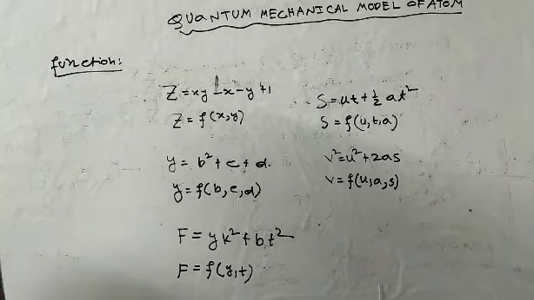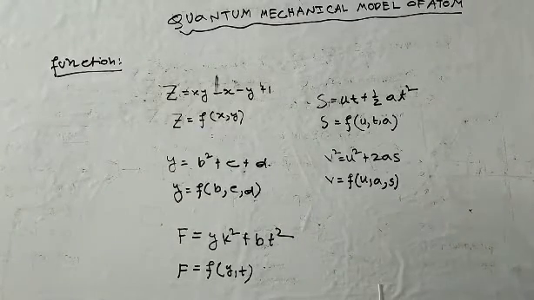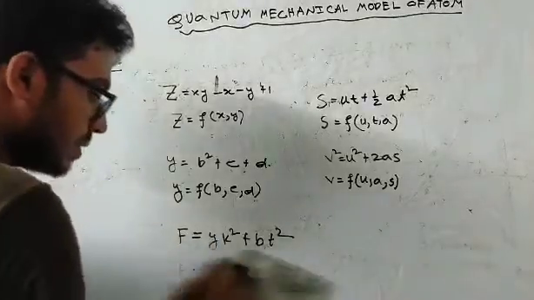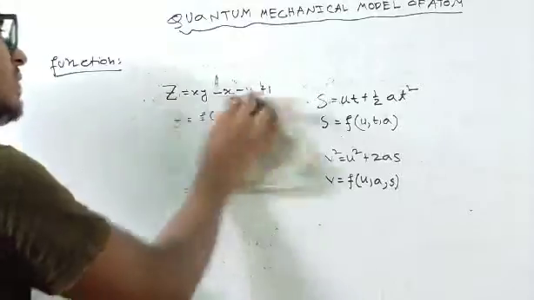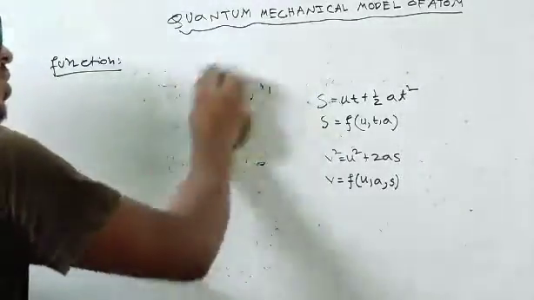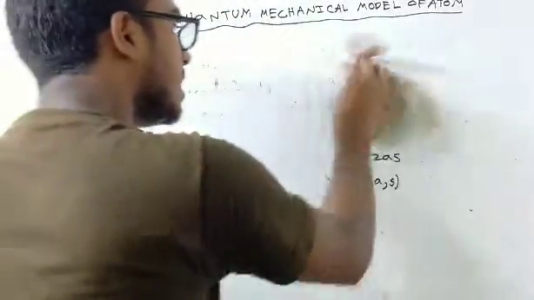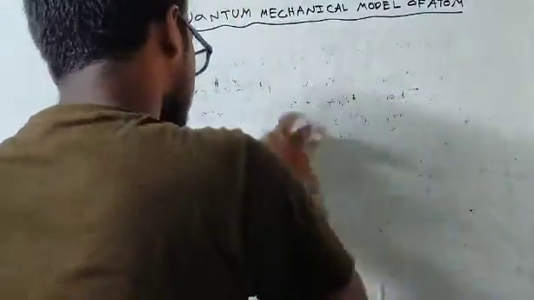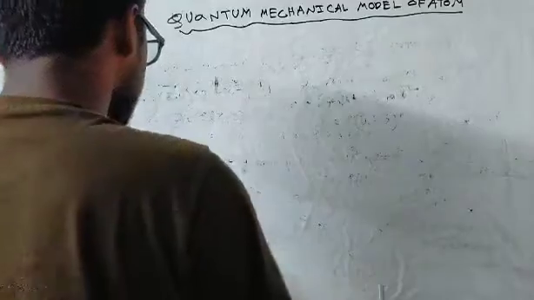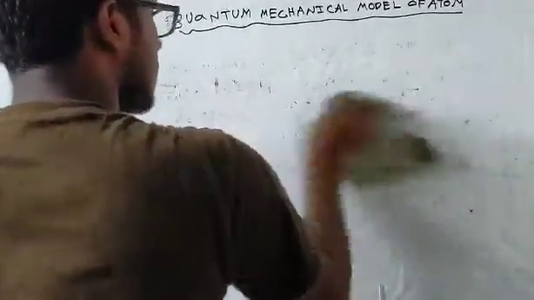Now we have to learn the types of equations. In the types of equations, at first we have to learn two different kinds of equations. One is the ordinary equation and the other is the differential equation. So what is an ordinary equation and what is a differential equation?